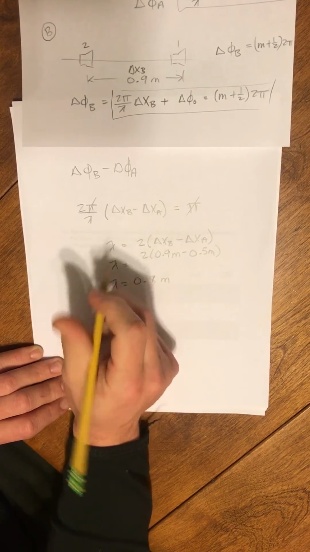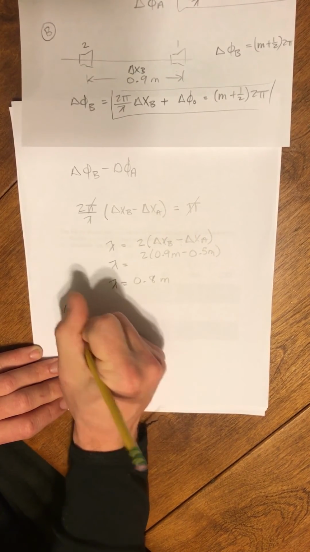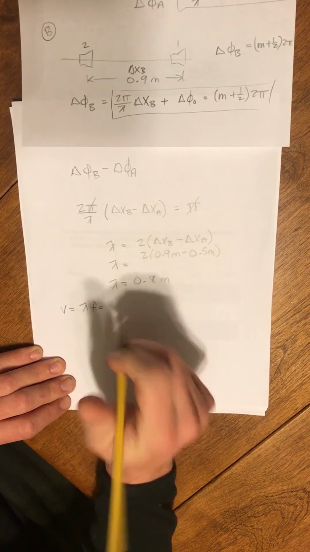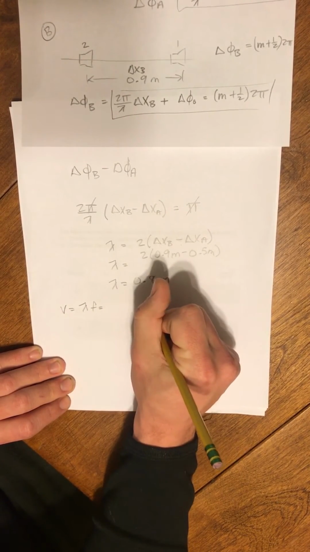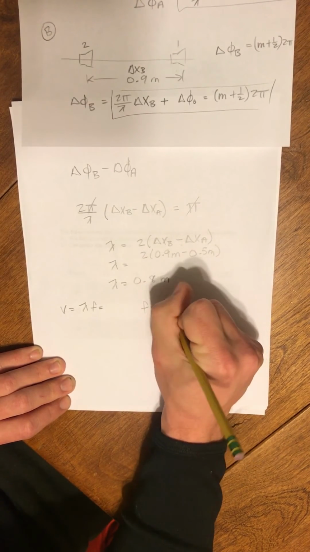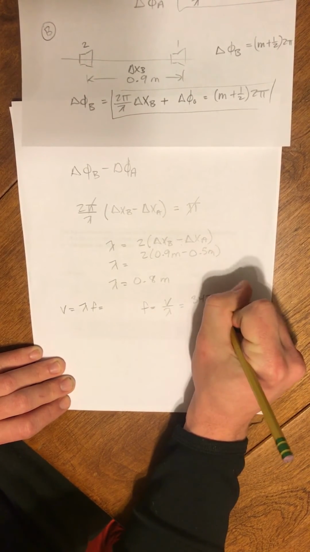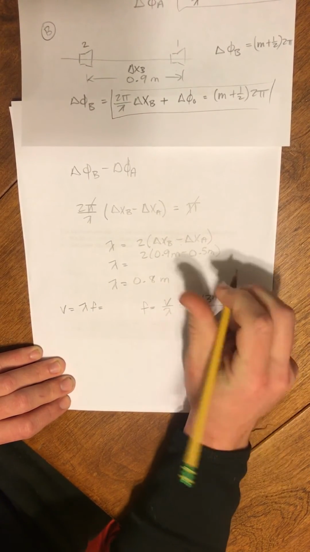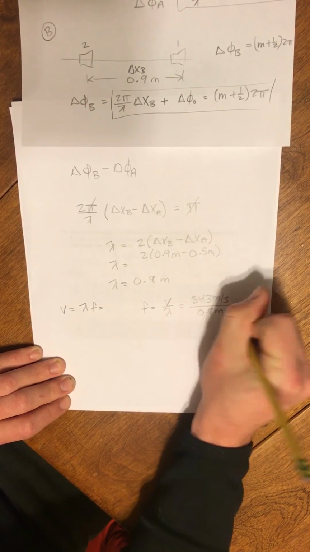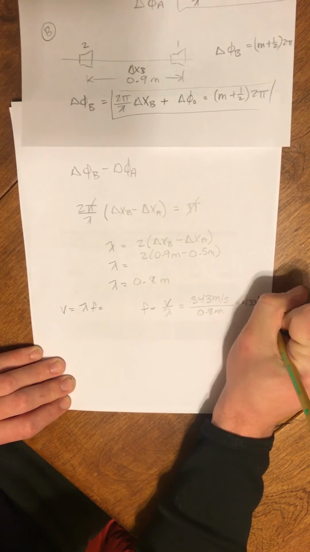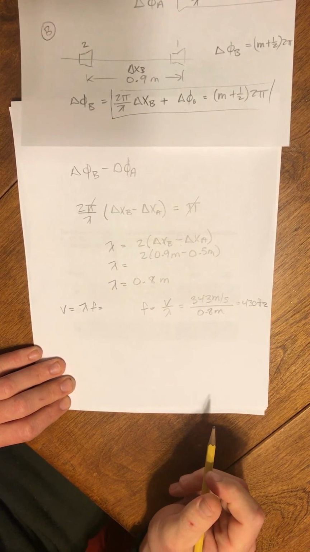Okay, it asks for the frequency, so now we just need to apply the velocity relationship. Velocity is equal to the wavelength times the frequency, or the frequency is equal to the velocity divided by the wavelength, which is equal to the velocity, the speed of sound, 343 meters per second, divided by lambda, which is 0.8 meters, which gives us a frequency of 430 hertz. So there we are for part A.